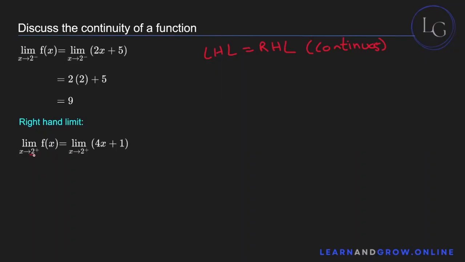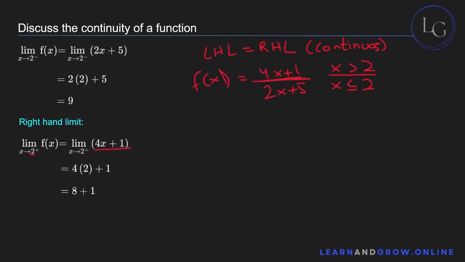So you're approaching 2, x approaches 2 from the right hand side. Now the function was equal to basically 4x plus 1 when x was greater than 2, right? And it was equal to 2x plus 5 when x was less than or equal to 2. Now approaching from the right hand side, you'd use this expression 4x plus 1, because it is the function value for when x is greater than 2. So you input the limit x approaches 2 in 4x plus 1, and that equals 9.